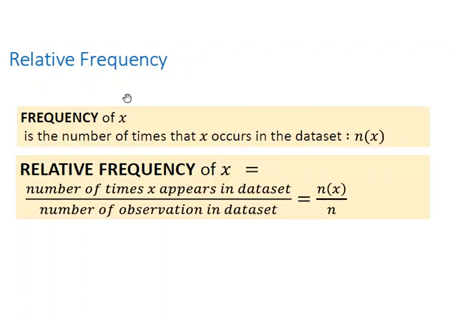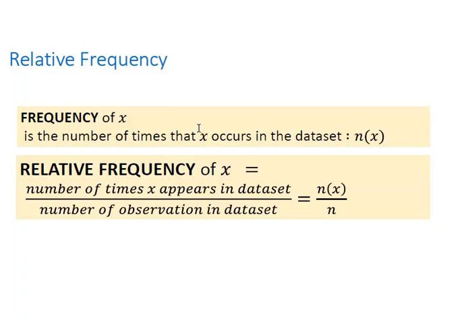From chapter 1, all of you know about frequency and relative frequency. The frequency of x is the number of times that x occurs in the data set. And the relative frequency of x is the number of times that x appears in the data set over the number of observations in the data set.